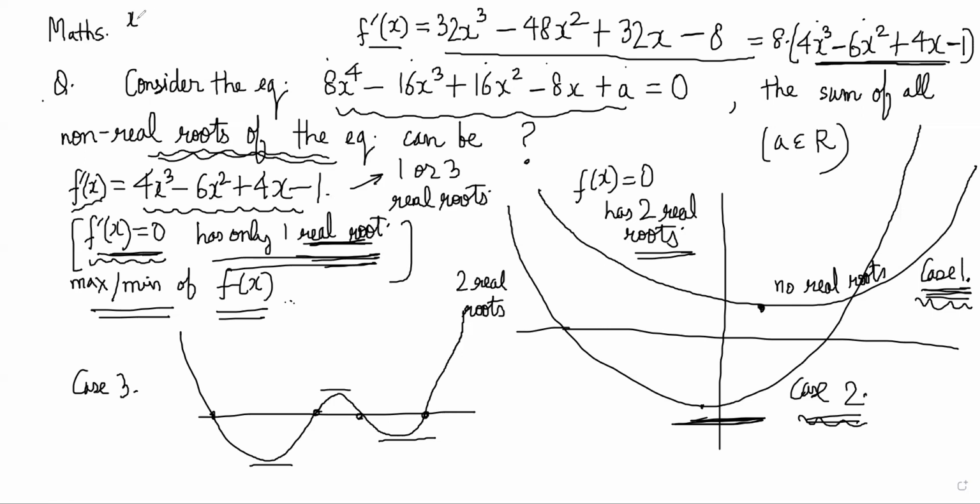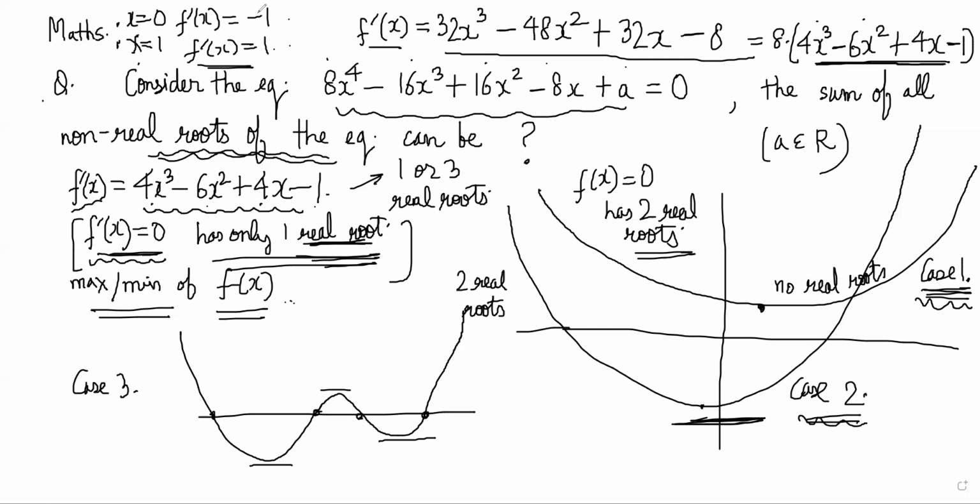For example, if x is 0, f dash x is coming out to be -1. And if x is 1, it will become 4 minus 6 plus 4 minus 1. So 8 minus 7. So it is +1. So that means the sign has changed between 0 and 1. f dash x has changed its sign from minus to positive. So there is a root between 0 and 1 for f dash x, right?